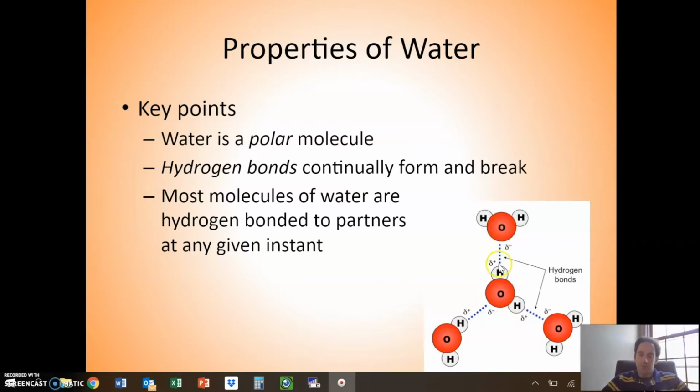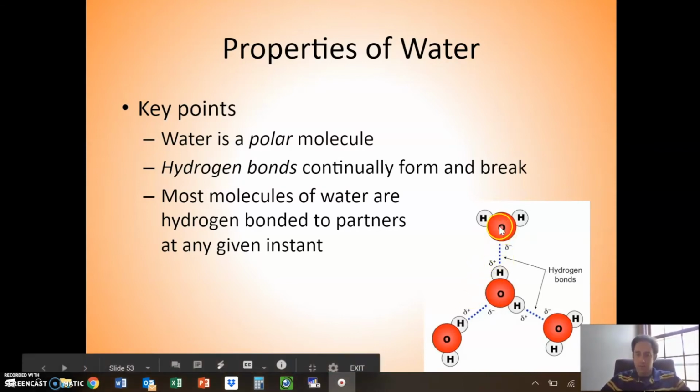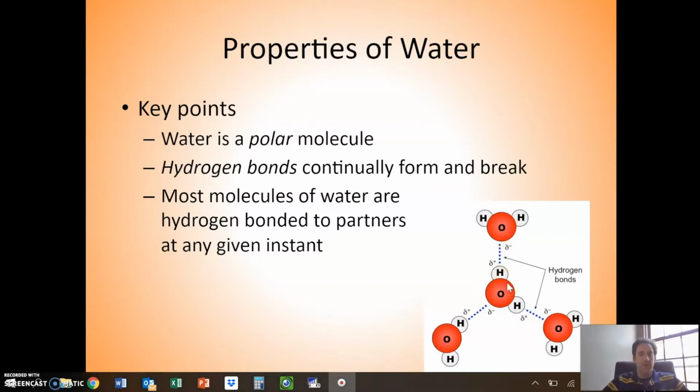And so what we saw in that demo was that this partial negative and this partial positive created enough attraction that we could actually drag water molecules around on that wax paper, which is pretty cool. So water is polar. It's continually forming and breaking hydrogen bonds. So in liquid water, these are not locked into place like this. They're kind of forming and breaking as we go. And most molecules of water are hydrogen bonded to other partners at any given instant. So they're continually forming and breaking all the time.